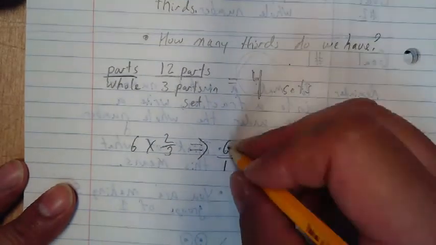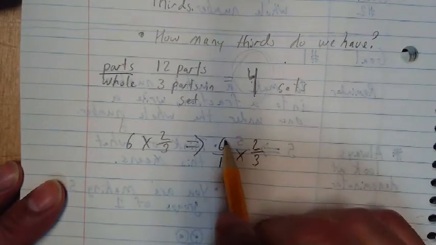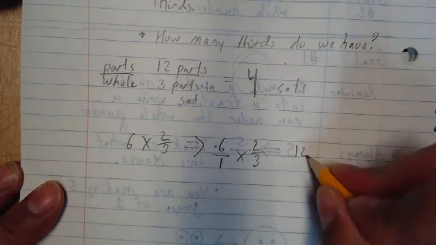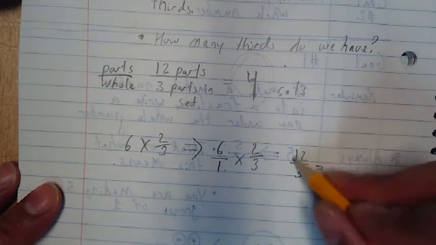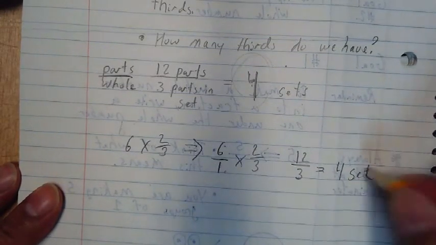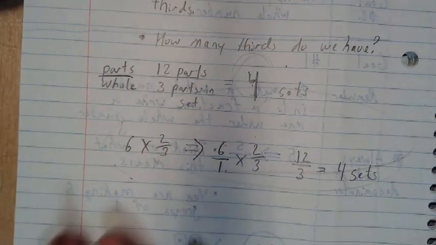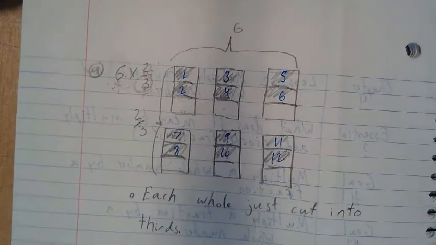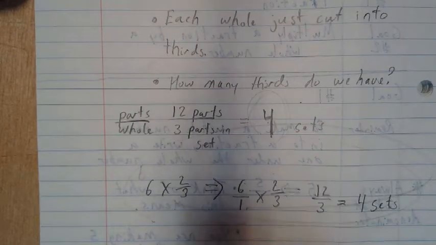So we're making 6 groups of 1 times 2 thirds. Multiply the numerator times the numerator, gives us 12. Denominator times denominator, which is 3. We have 12, and we're making sets of 3. We have 4 groups, or 4 complete sets. Okay, same answer. Yes, it was much quicker, but you should be able to visualize it as well. Okay? See what's going on? All right. I'm gonna do letter B right now.